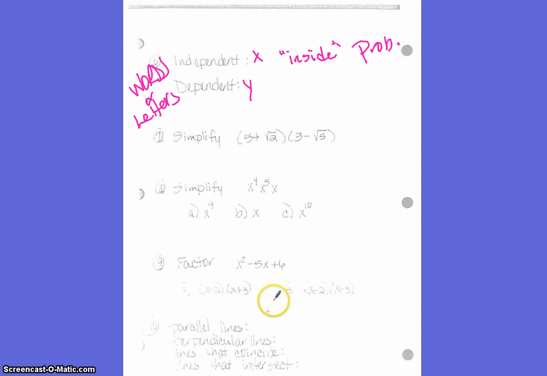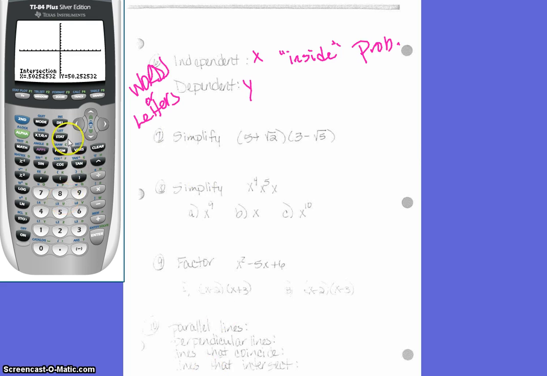If they want you to simplify something like this, you're going to want to go to your calculator. You want to be at your home screen. And you're going to say, open 5 plus the square root of 2. To get your square root, it is second x squared. Now be careful here because you got to close to get out of your square root, and then you close your set of parentheses. Open your next one.